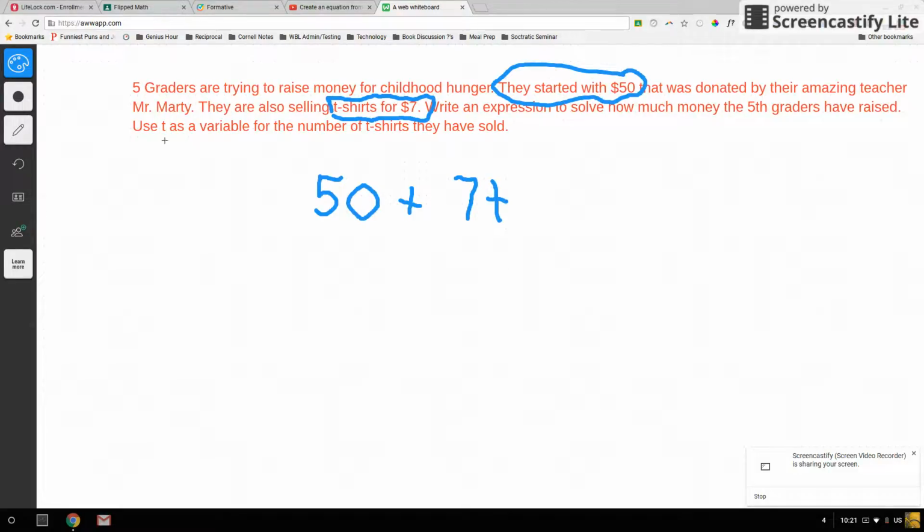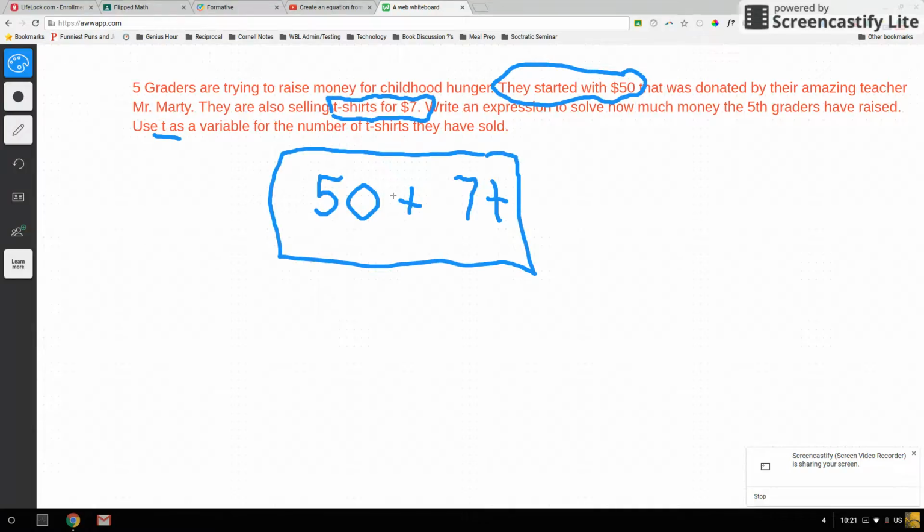It told us to use the variable t, and so what we can do is, if I sold 10 t-shirts, that t would turn into a 10. If I sold 50 t-shirts, that t would turn into a 50, and we will multiply whatever that number is by 7, but we don't know what that is. We don't know how many t-shirts we've sold yet, so that's why we have to do an expression. So here is our final answer. Here's our expression that matches our situation. We started with $50, and we're going to add on $7 for every t-shirt that we sell.